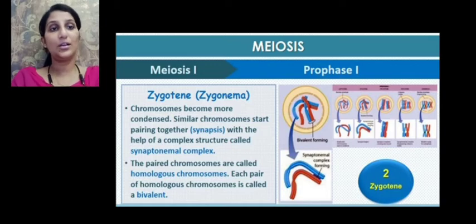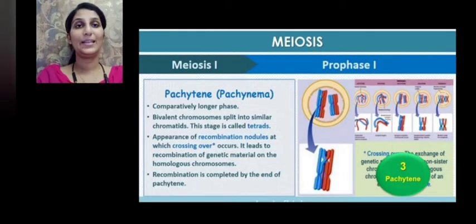So this is the pairing up of similar chromosomes. Such paired chromosomes are called homologous chromosomes. This pair, constituted by a red and a blue chromosome, is called a homologous chromosome. And each pair of homologous chromosomes is called a bivalent.